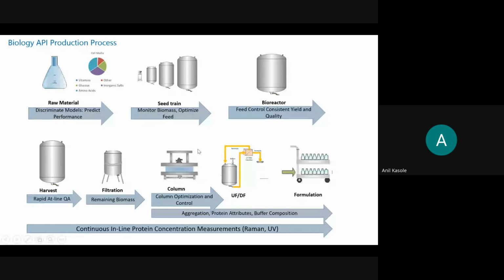So in order to understand this drawing, typically the first three, raw materials, seed and the bioreactor, are called upstream, and downstream is harvest, filtration, column. Again, ultrafiltration, diafiltration, the formulation, this is downstream.